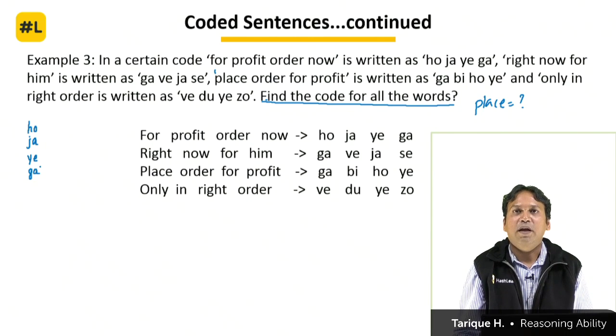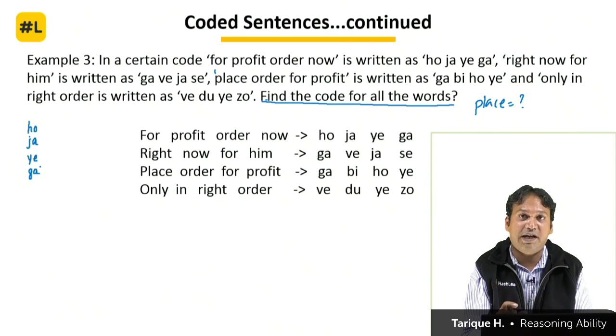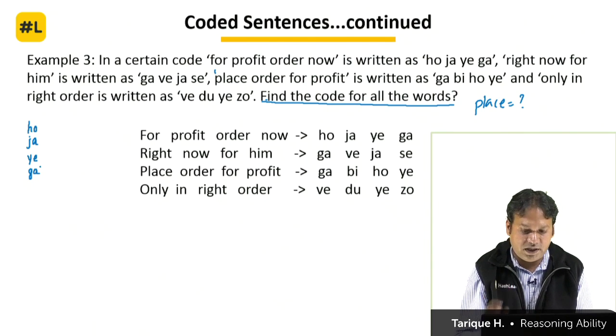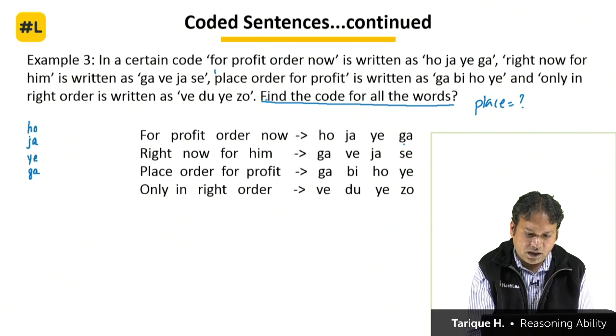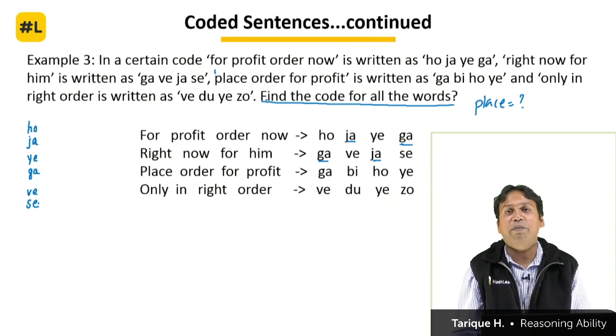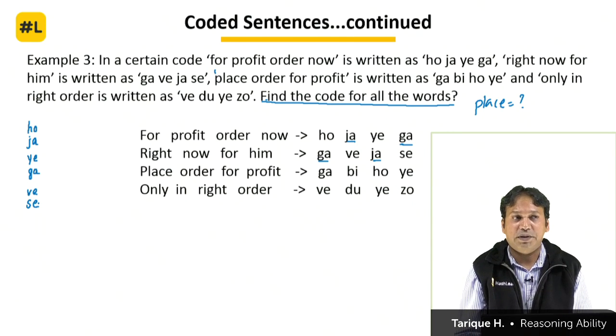Now what will we do? We will look at the second sentence and understand how many words and codes are there which are used only for the first time in the second sentence, those codes which are not there in the previous sentence. You see here, ga is repeating and ja is also repeating, it's used before. So what are the new codes right here? VE, SE. So the second sentence gives us how many new codes? 2 new codes. The 2 new codes are VE and SE.